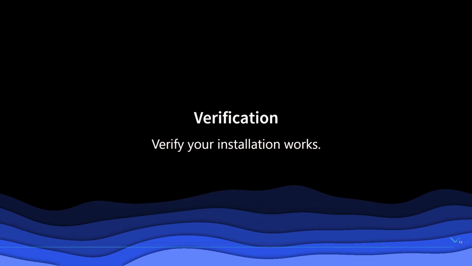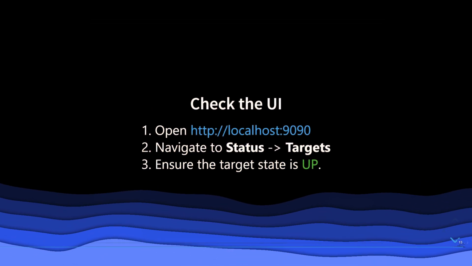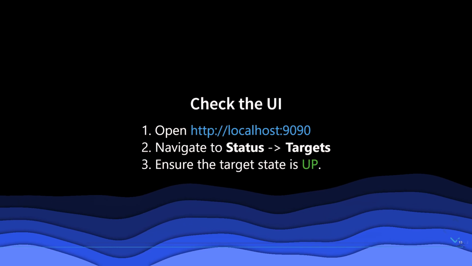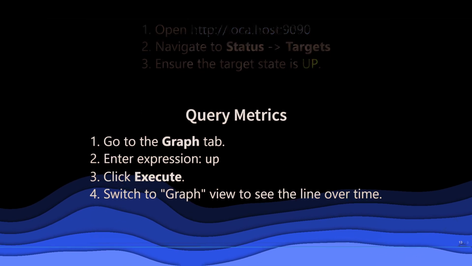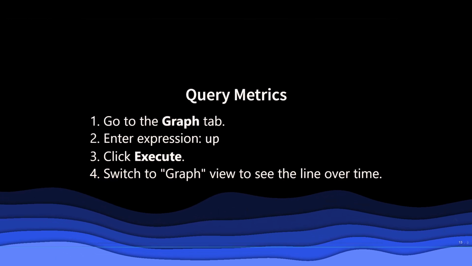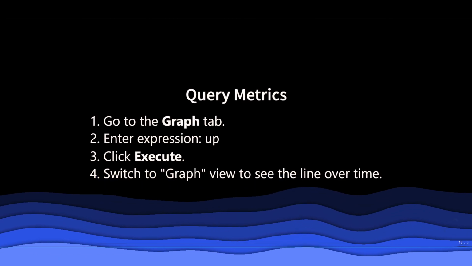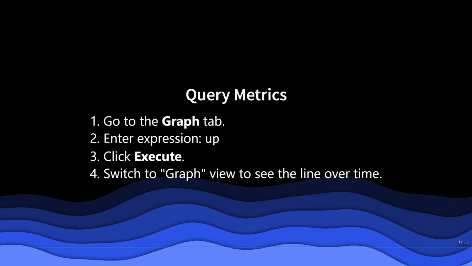Verification. Let's make sure it worked. Check the UI. Open localhost:9090 and check the targets page. Your target should be up. Query metrics. Go to the Graph tab, type up, and execute. You should see a value of 1.